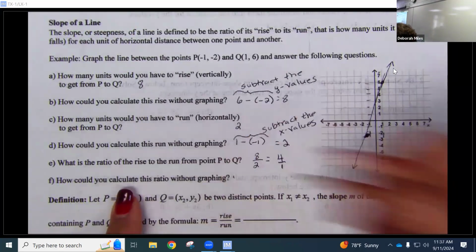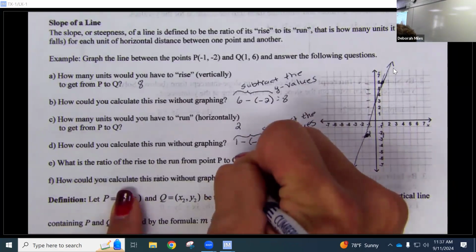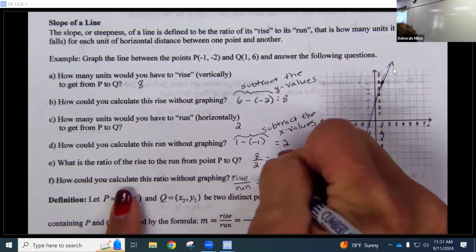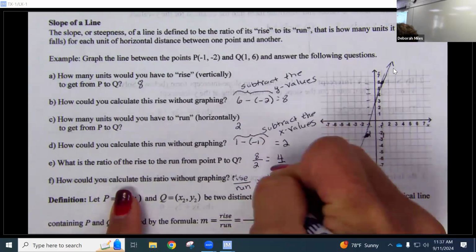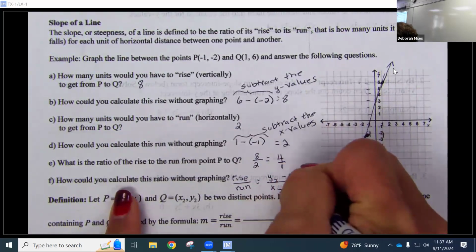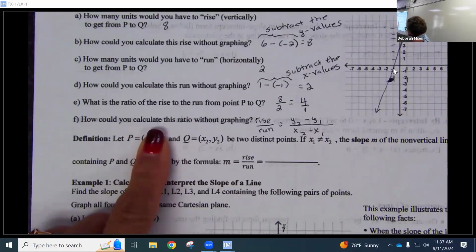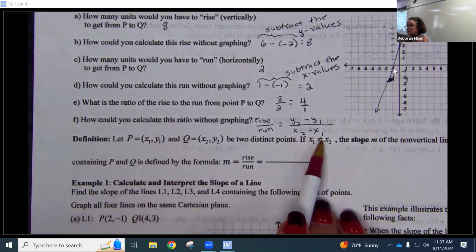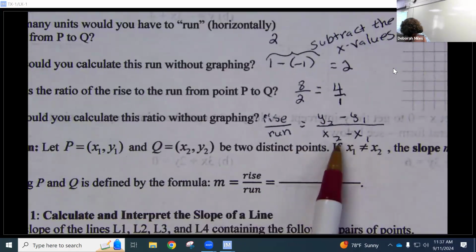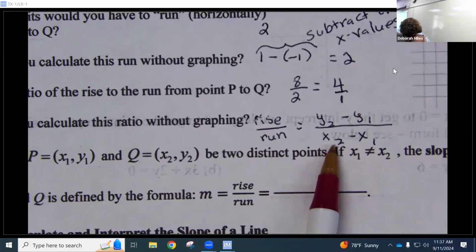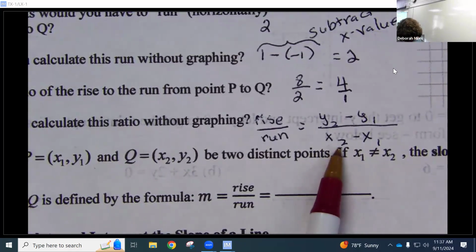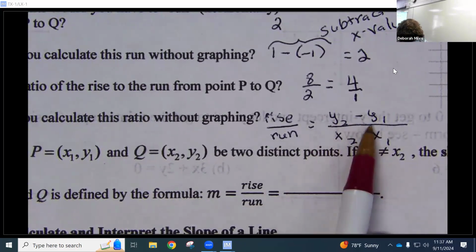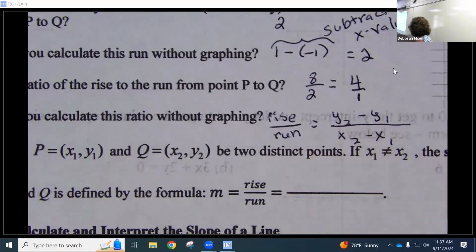The rise over run is just the difference in the y values over the difference in the x values. And those little 1s and 2s are subscripts. They're definitely not exponents, they're subscripts, and that just means the second y minus the first y over the second x minus the first x.